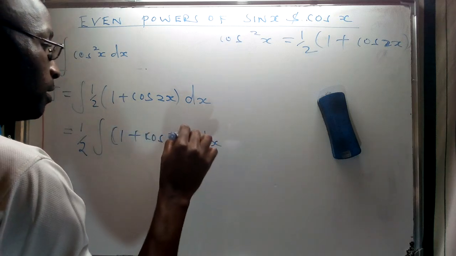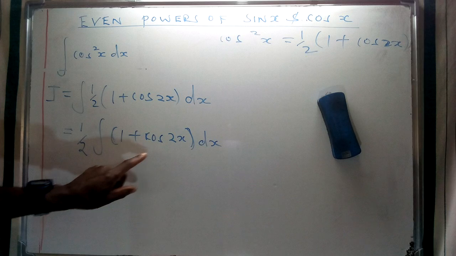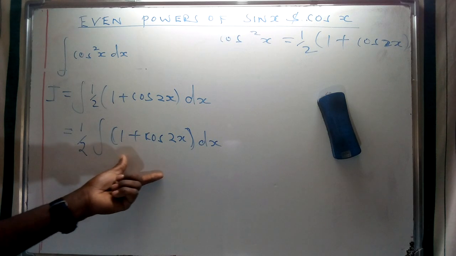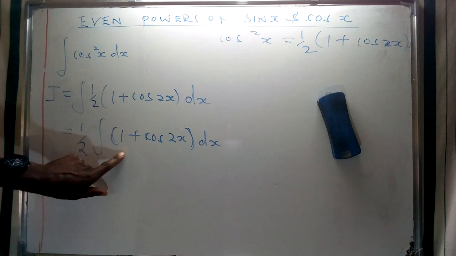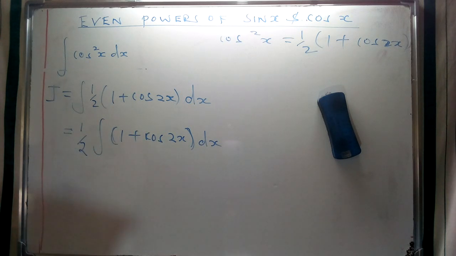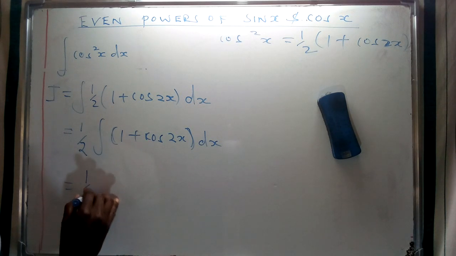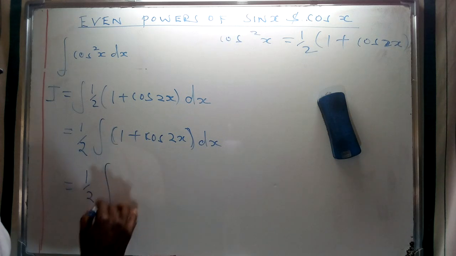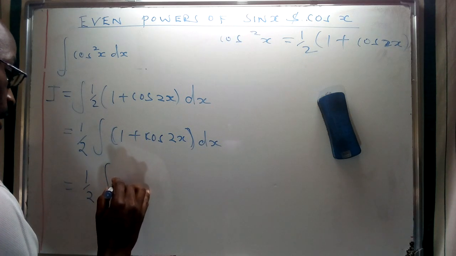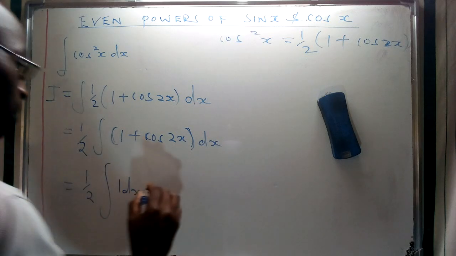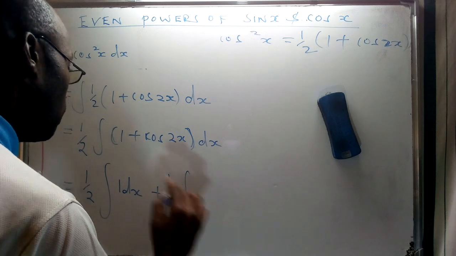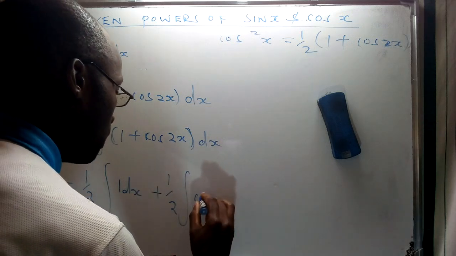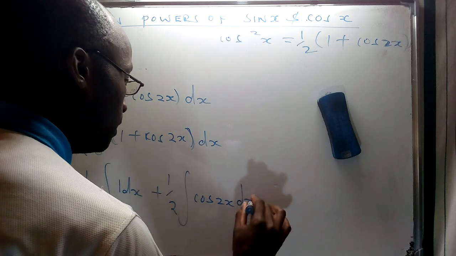Whenever we're doing addition of integral functions as such, it's going to assume a distributive property, whereby we're going to have the integral of the first part of this expression and the second one. So therefore, this is going to be given as a half the integral of this first one, which is 1 in x, of course, plus a half the integral of this specific cosine 2x dx.